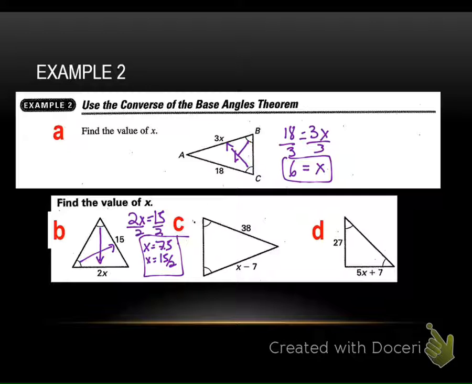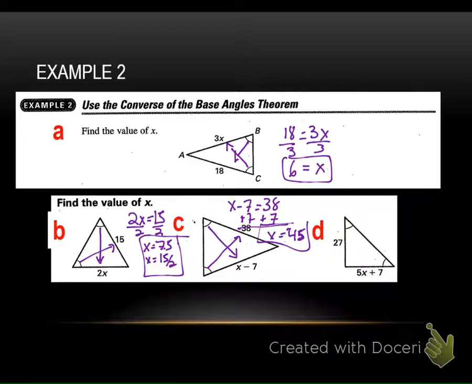Again, you see you have those congruent angle marks, which means the sides opposite of them are congruent. So that means you have x minus 7 equals, side opposite of this angle is 38. How do I get x by itself? Add 7 to both sides. When you add 7, x equals 45.